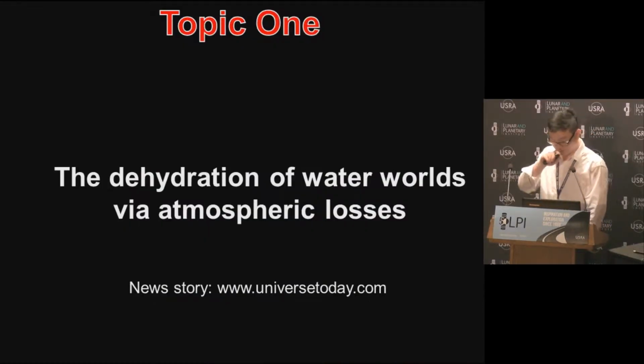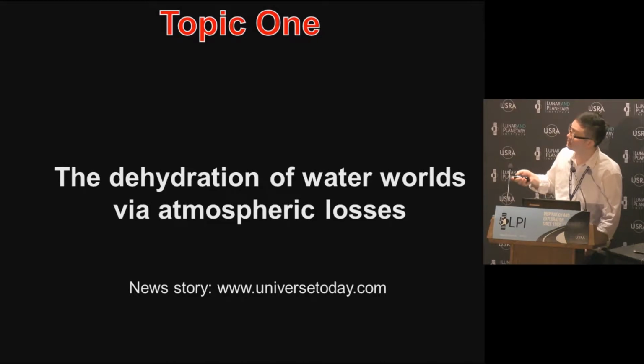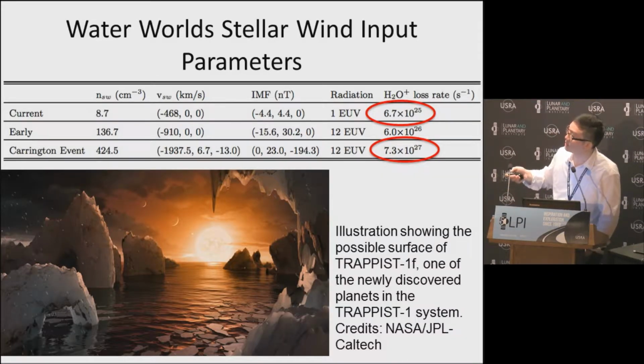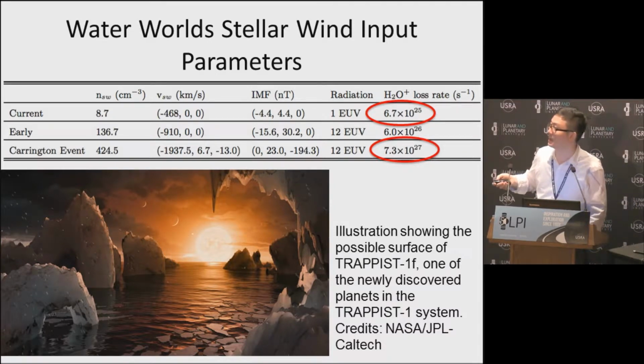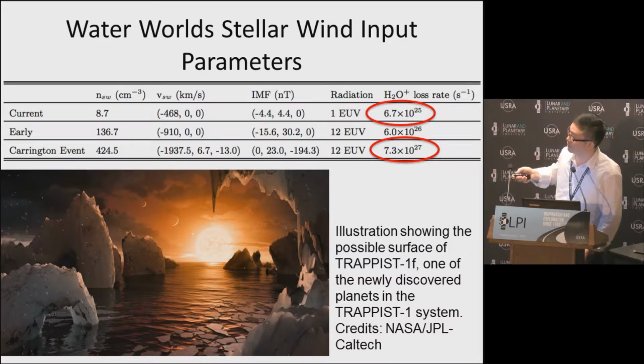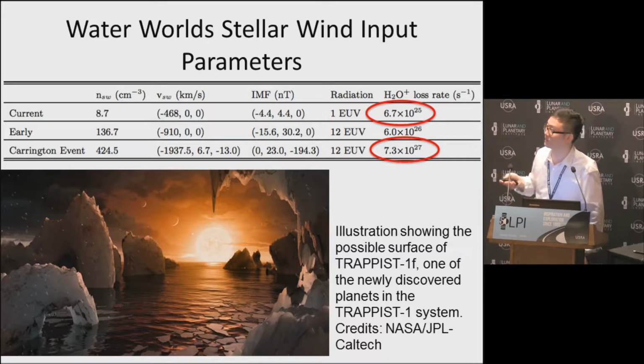The first example is I apply this model to the ocean planet. Basically, I put the ocean planet at 1 AU, and I use the current solar wind condition, the early solar wind condition about 3.9 billion years ago, and a super-strong space weather event. The takeaway here is the ion escape rate is enhanced by more than 2 orders of magnitude during a space weather event.